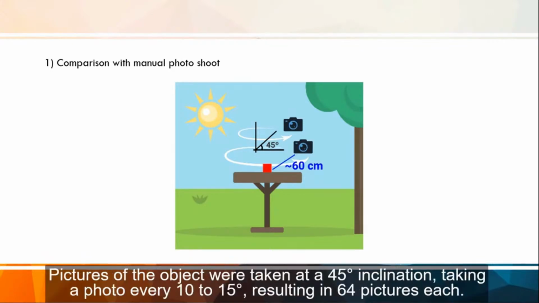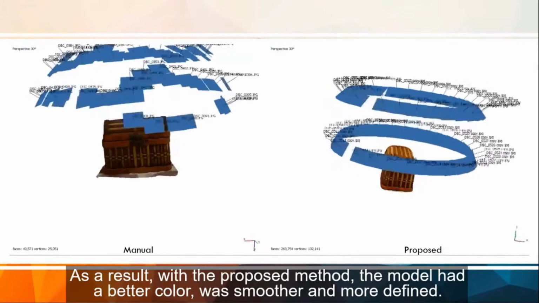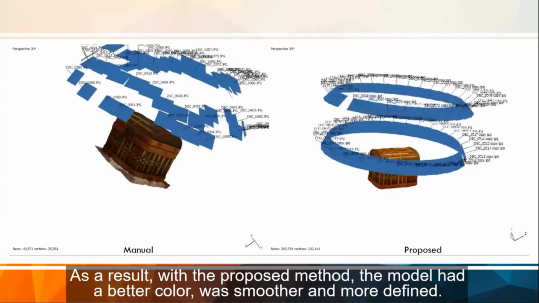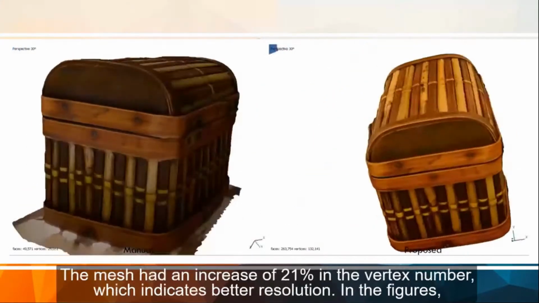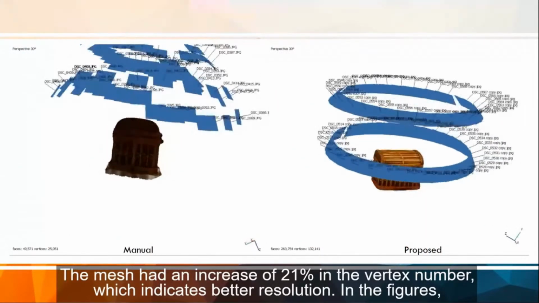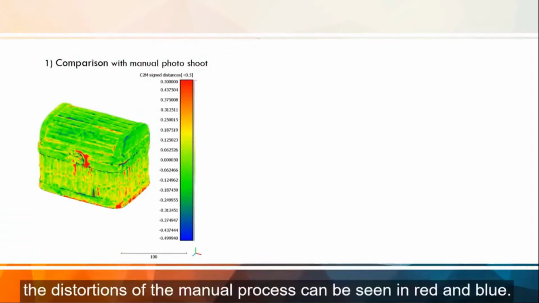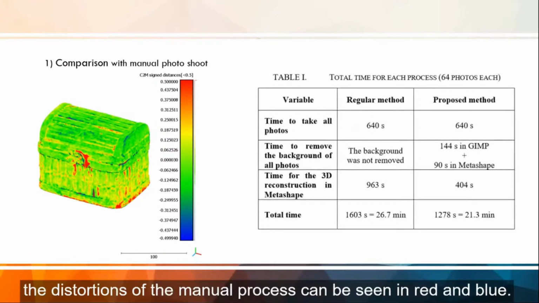Pictures of the object were taken at a 45-degree inclination, taking a photo every 10 to 15 degrees, resulting in 64 pictures each. As a result, with the proposed method, the model had a better color, was smoother, and more defined. The mesh had an increase of 21% in the vertex number, which indicates better resolution. In the figures, the distortions of the manual process can be seen in red and blue.